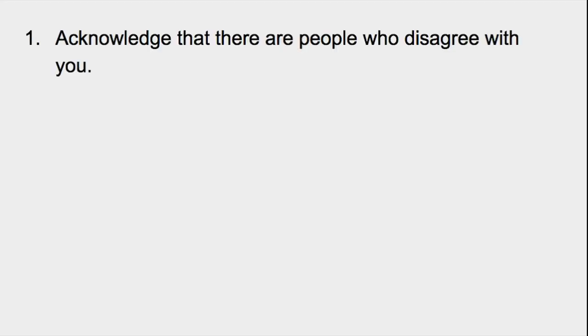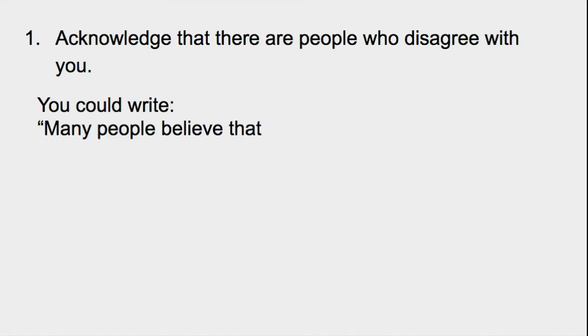To start your conclusion, I want you to acknowledge that there are people who disagree with you. This sentence could start with, "Many people believe that," and then you simply state the opposition's claim. So I would write, "Many people believe that alcohol should be banned."